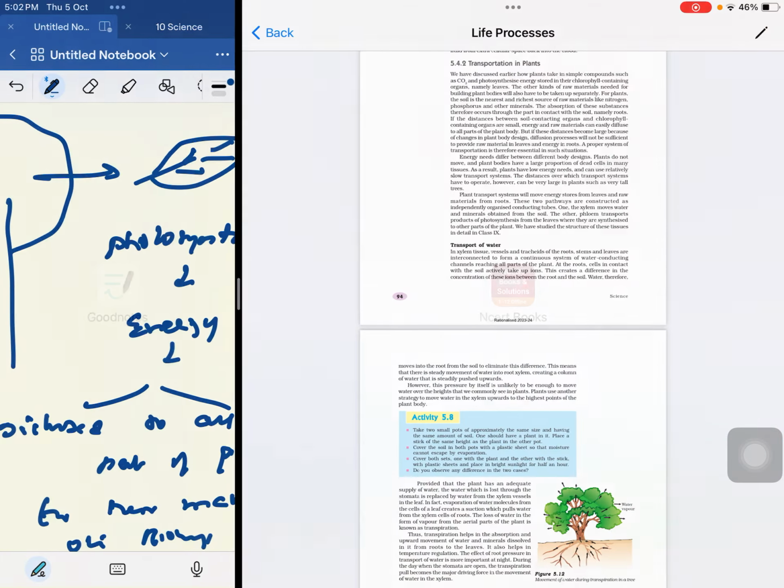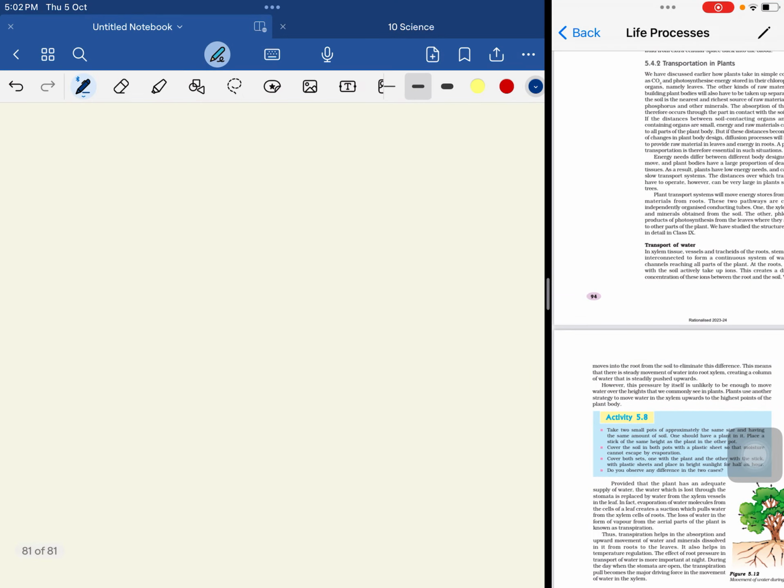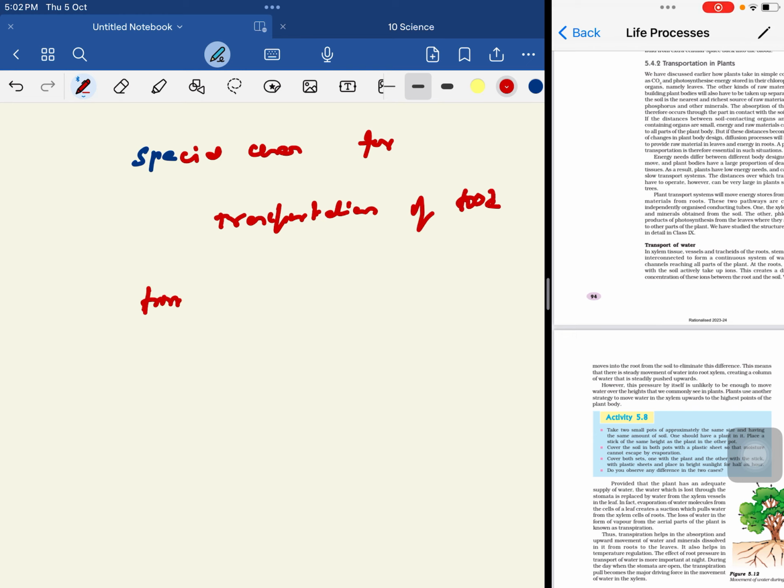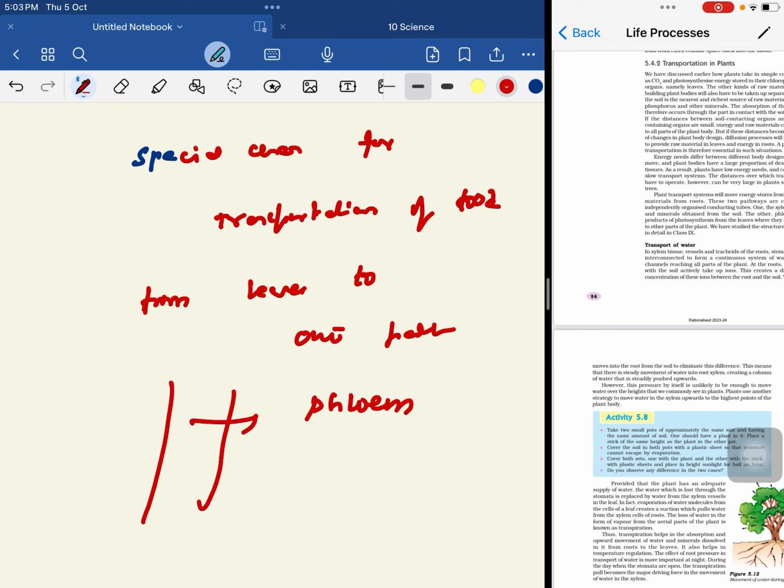So there should be a special channel for transportation of food from leaves to other parts, through a vascular bundle called phloem. What is this called? Phloem. Phloem is present in the trees, just adjacent to the xylem. Xylem is also present adjacent to this only.